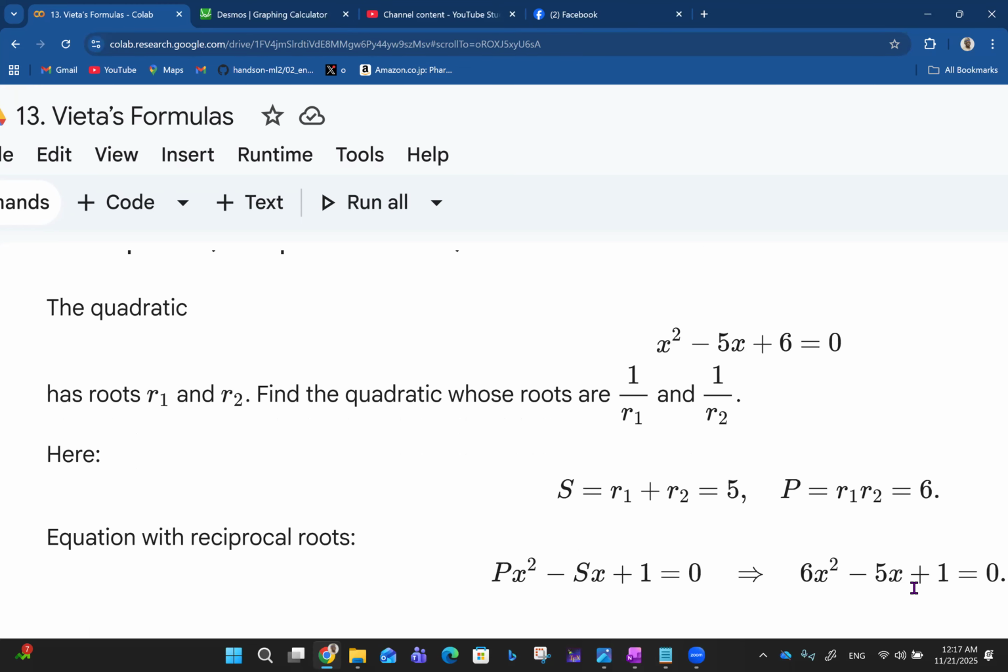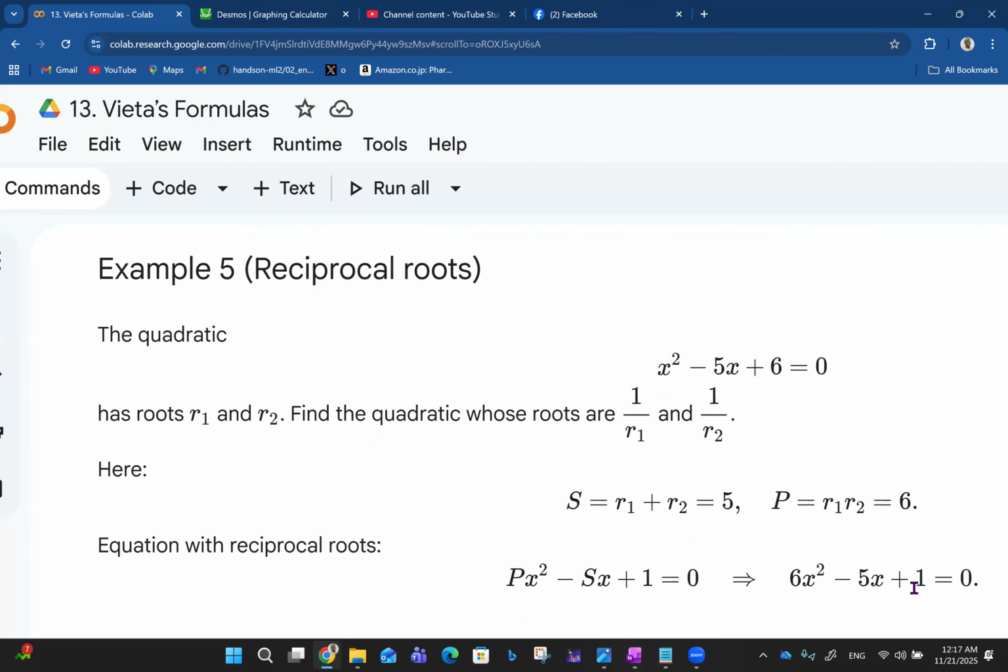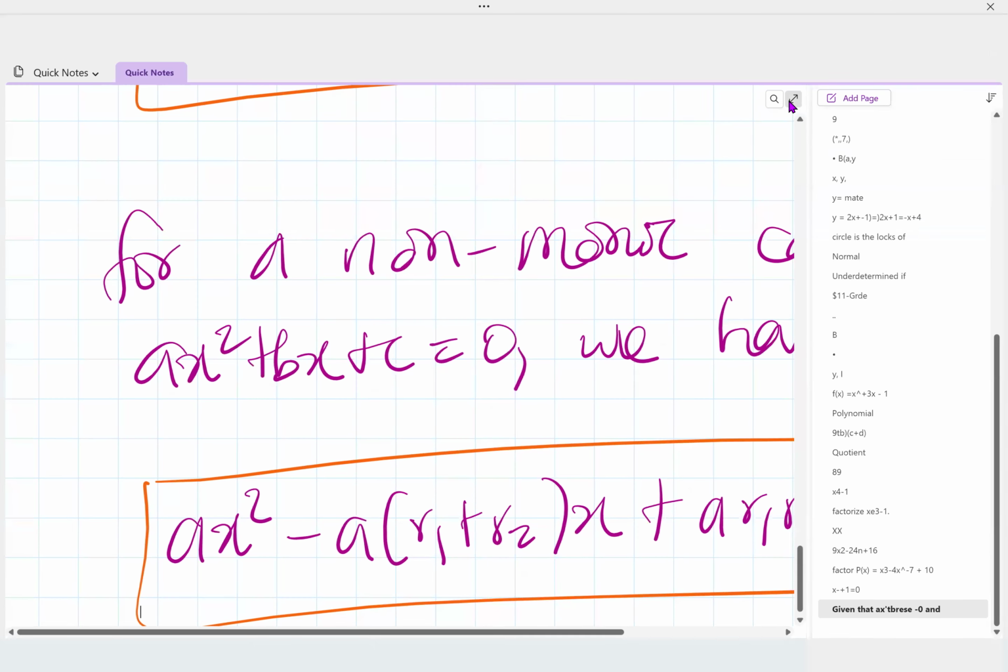Okay, so let's solve this now. Imagine you want to form a new equation. The quadratic x squared minus 5x plus 6 equals 0 has roots r1 and r2. Find the quadratic whose roots are 1 over r1 and 1 over r2. Of course you can say the sum is 5 and the product is 6, and then you use that here. But let me go ahead and do all this in detail since I've just been talking about these things. So x squared minus 5x plus 6.